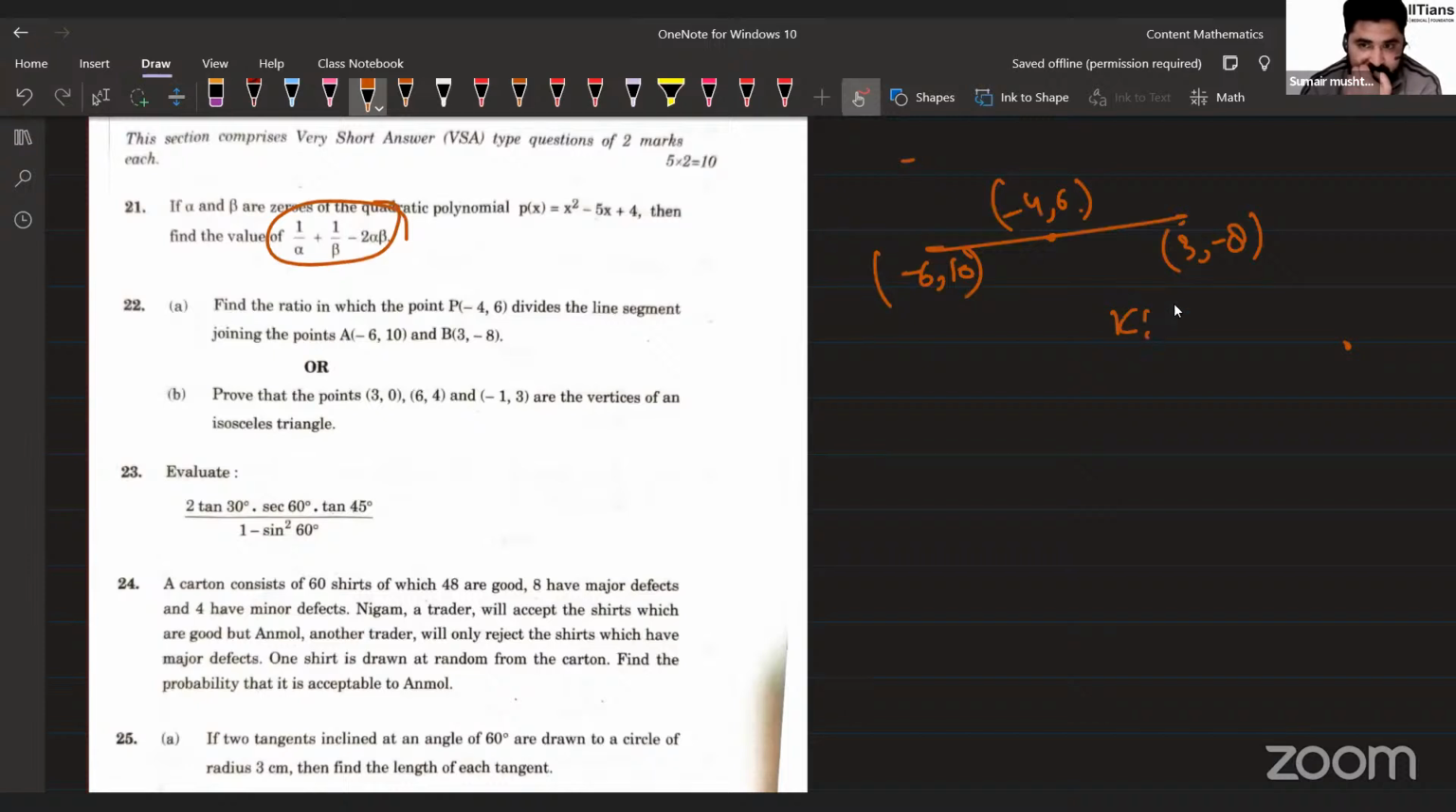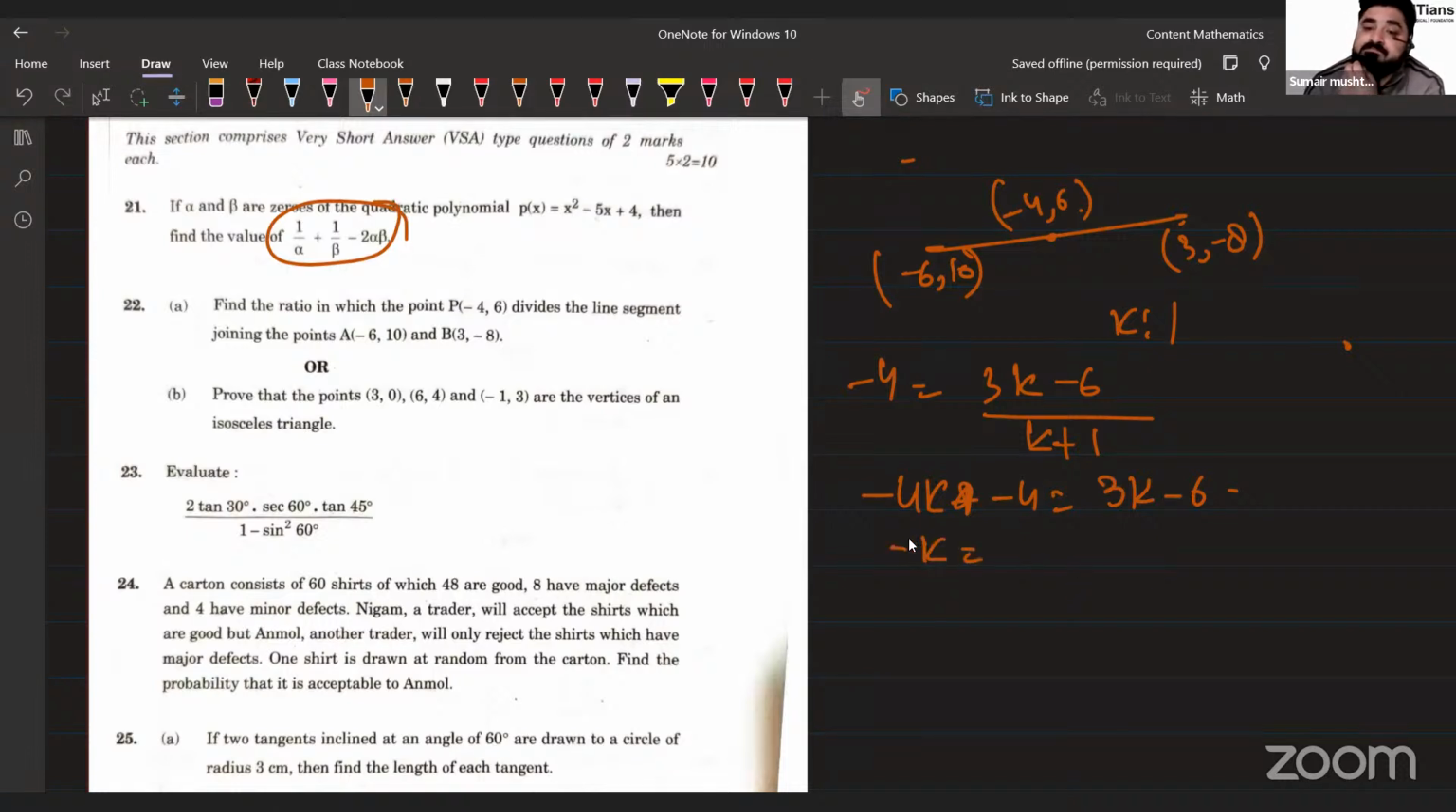In which ratio? Let us suppose the ratio is k is to 1. Taking only the x coordinates, minus 4 will be equal to mx2 plus nx1, that is k into 3 plus minus 6, divided by k plus 1, isn't it? That is minus 4k minus 4 is equal to 3k minus 6. I will turn it to the other side. So minus 7k is equal to minus 2. So k is equal to 2 by 7, if I am not wrong. So it is 2 is to 7. Is it true? 2 is to 7?